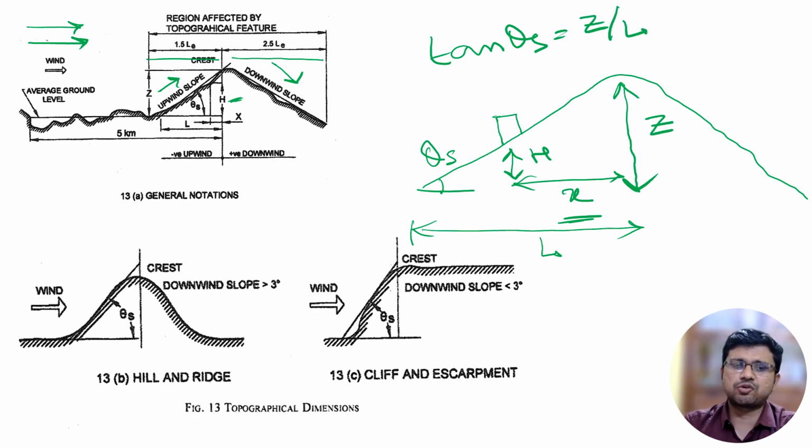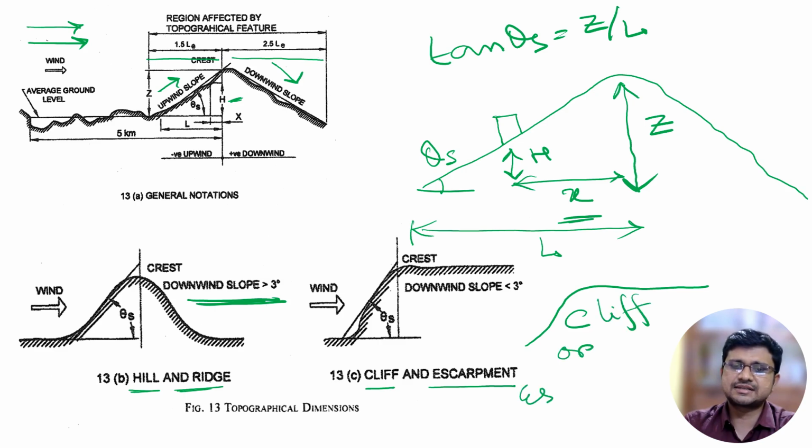And two particular conditions we have to remember. One is hill or ridge: when the downwind slope is greater than 3 degree, at that time it will be hill or ridge. And when the downwind slope is less than 3 degree, like this, at that time we will say that it is a cliff or escarpment.